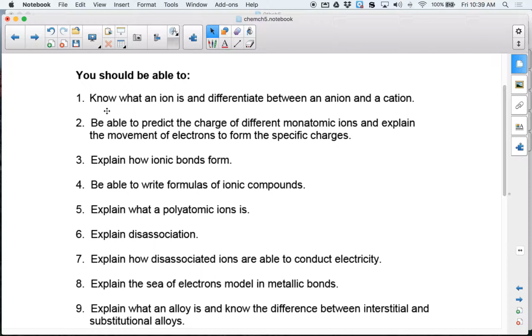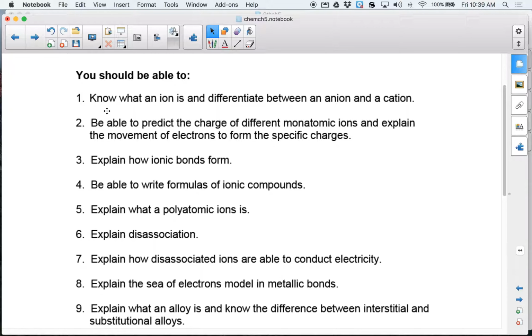It has to be electrons. Protons can't move without changing the element. And that doesn't really happen, except in radioactivity. Okay, so ions are charged atoms. They either have more or less electrons than protons. And, of course, we can break those down into anions, which are negative, and cations, which are positive.